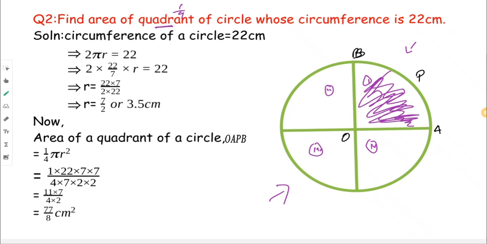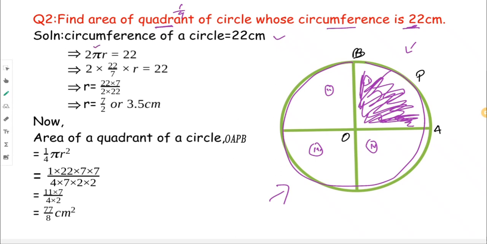And because they said quadrant, I just have to find this area, which is also a minor sector, right? So they've given us a circumference. Circumference means the boundary, right? That means from here till here is how much? 22 centimeter, right? So what will we do? We'll first try to find the radius, and after that we'll find the area of this region. All right, so the circumference of the circle is 22 centimeter. What is the formula? Twice pi r, right?